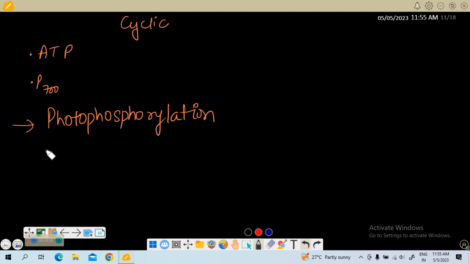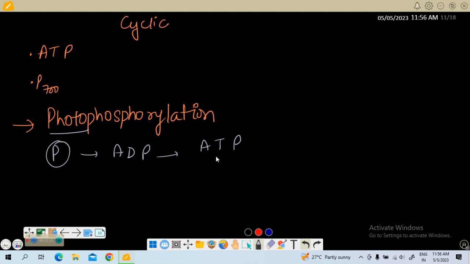Photosynthetic photophosphorylation, or photophosphorylation. If I say photosynthetic phosphorylation or photophosphorylation, that's the same thing. It is a process of phosphate group transfer into ADP to synthesize the energy-rich ATP molecule, making use of light as an external energy source.